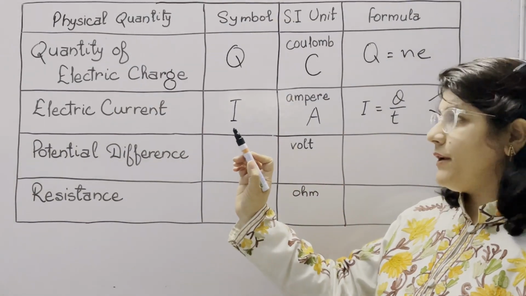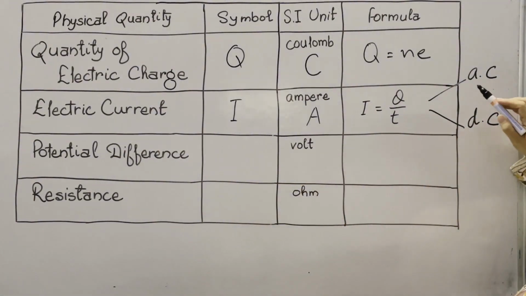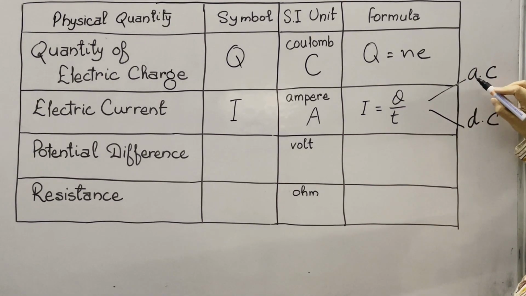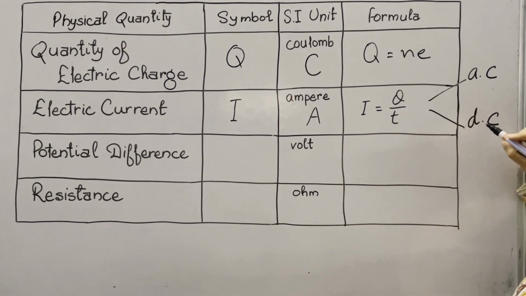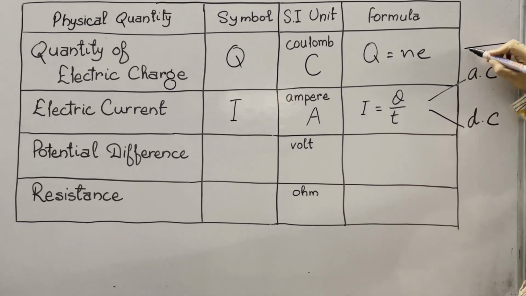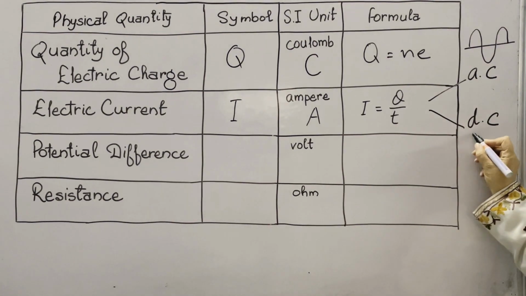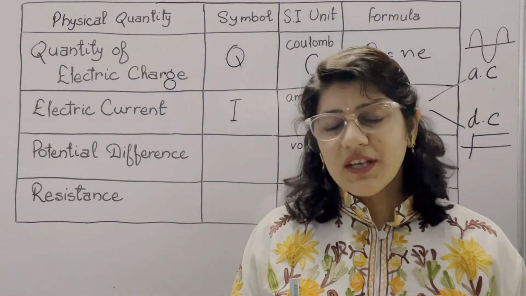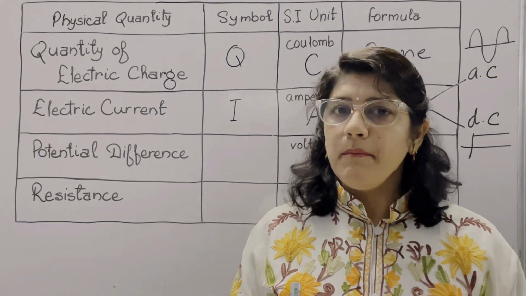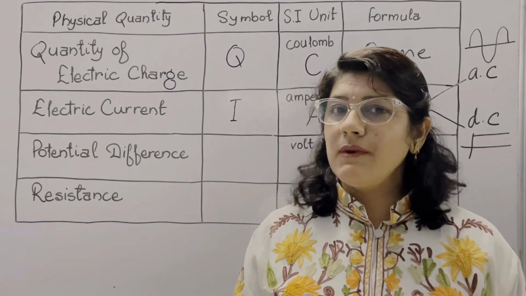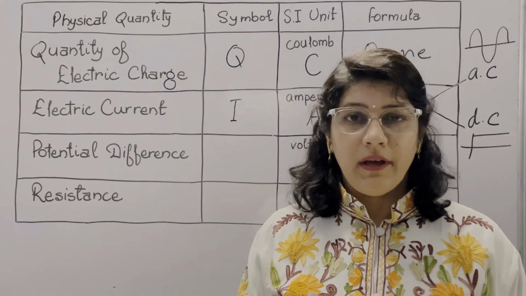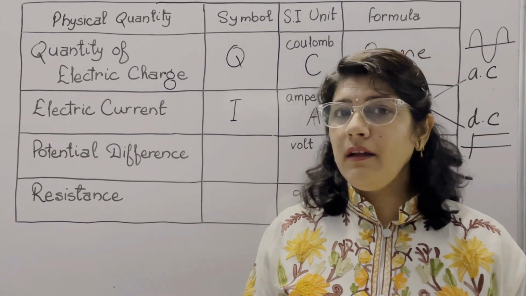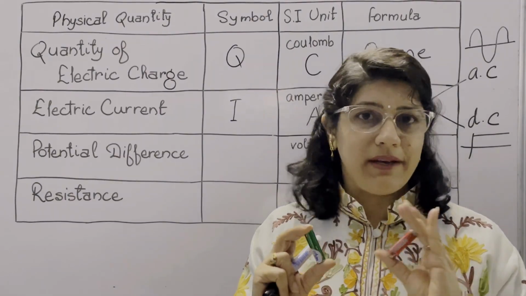There are two types of current sources: alternating current, abbreviated as AC, and direct current, abbreviated as DC. For alternating current, magnitude as well as direction both change with time. For direct current, magnitude as well as direction do not change. The sources for alternating current are mains coming into our homes as well as electric generators. And main sources of DC are cells as well as batteries.